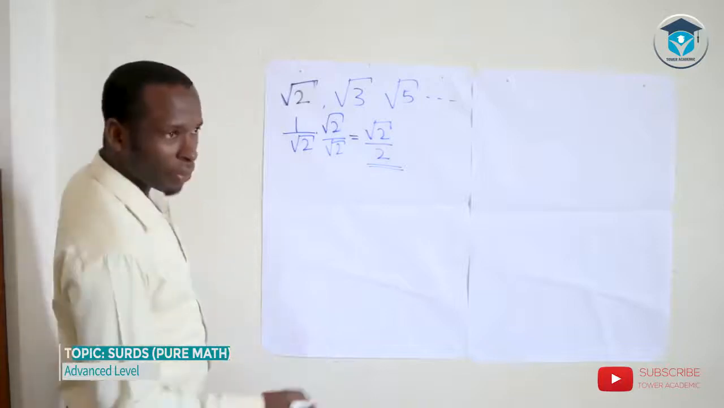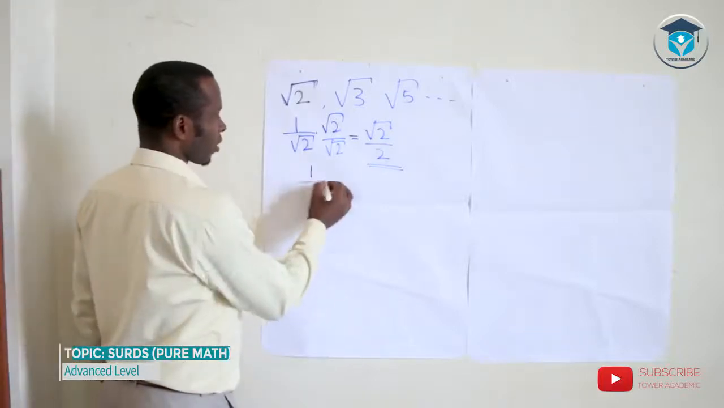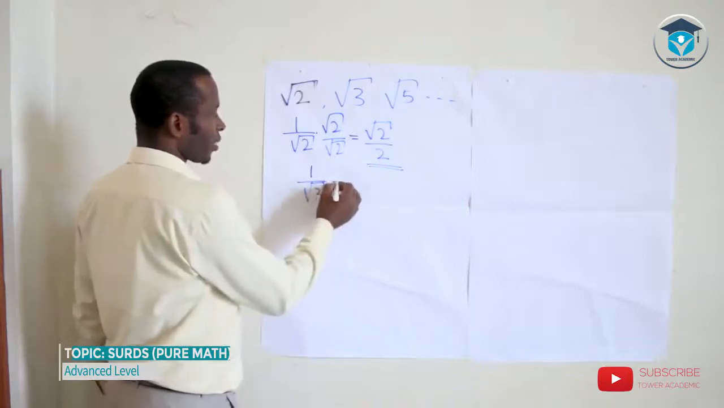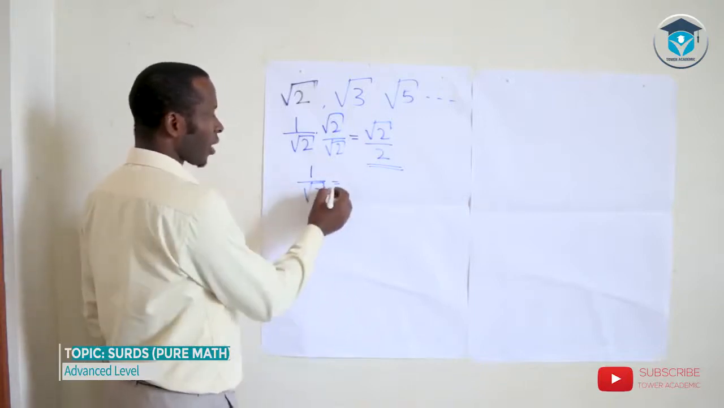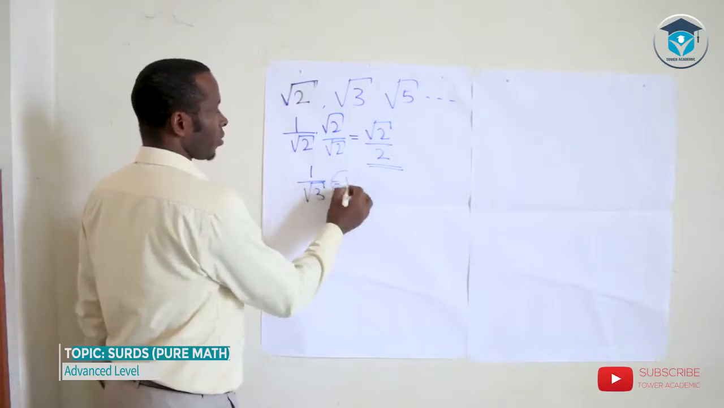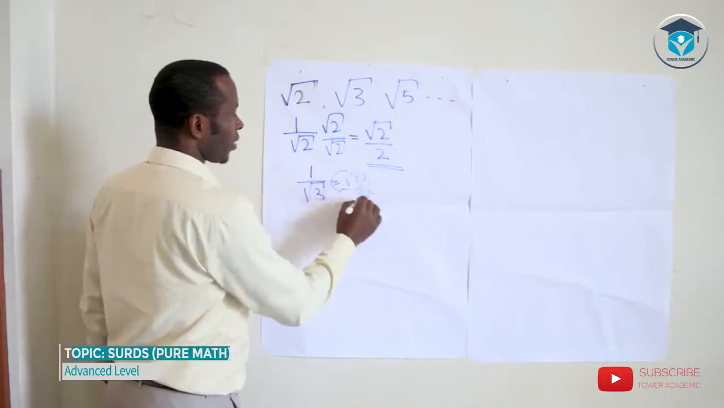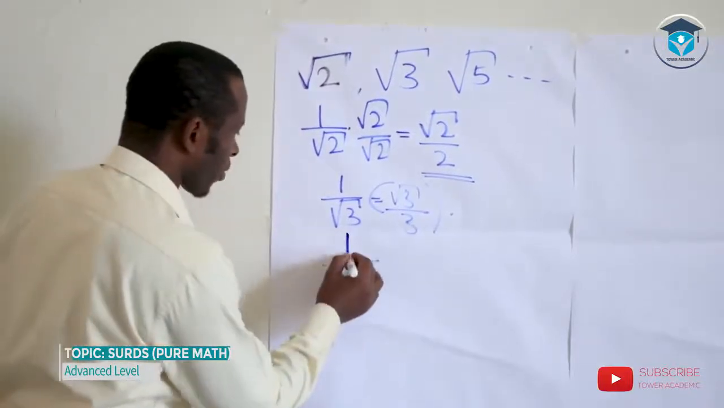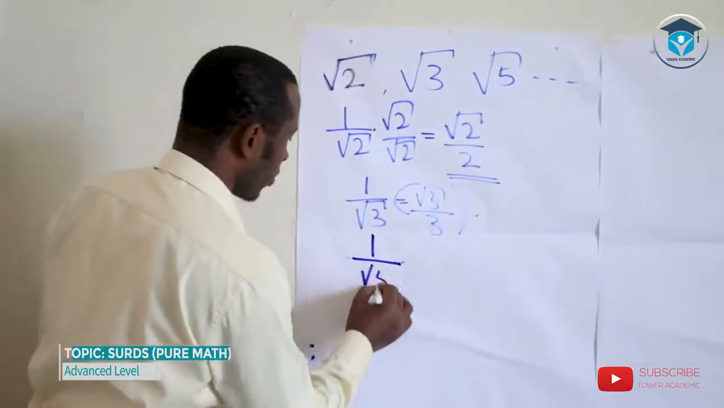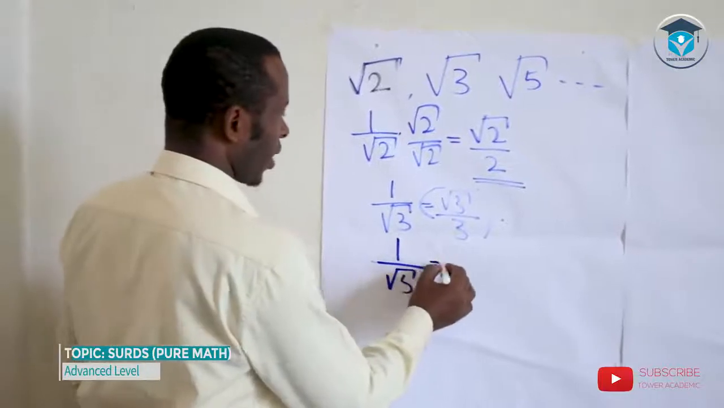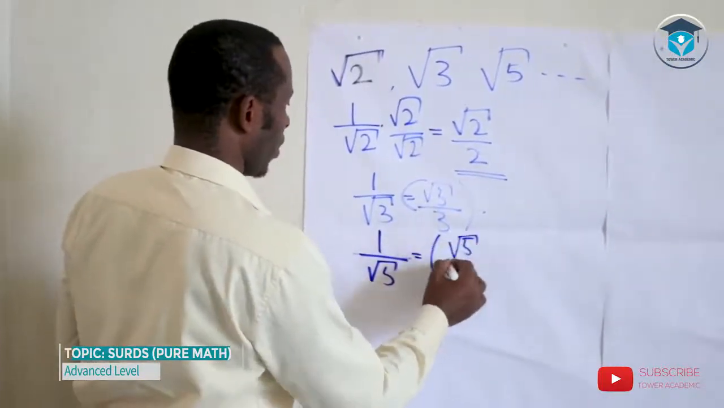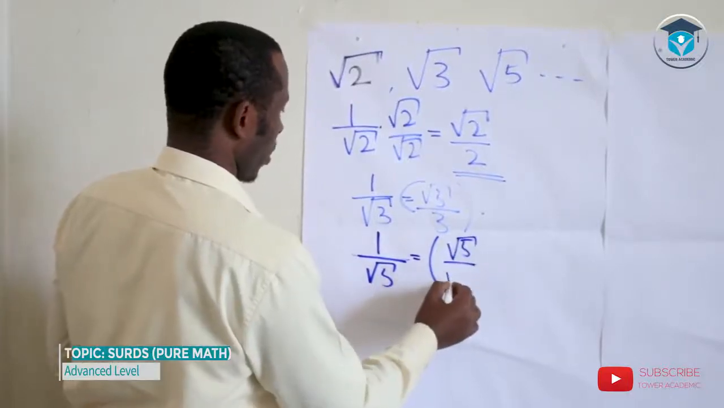So in your free time, you can try rationalizing 1 out of root 3. I'll expect you to get an answer of root 3 out of 3. You can also try 1 over root 5. I would expect you to get an answer of root 5 out of 5.